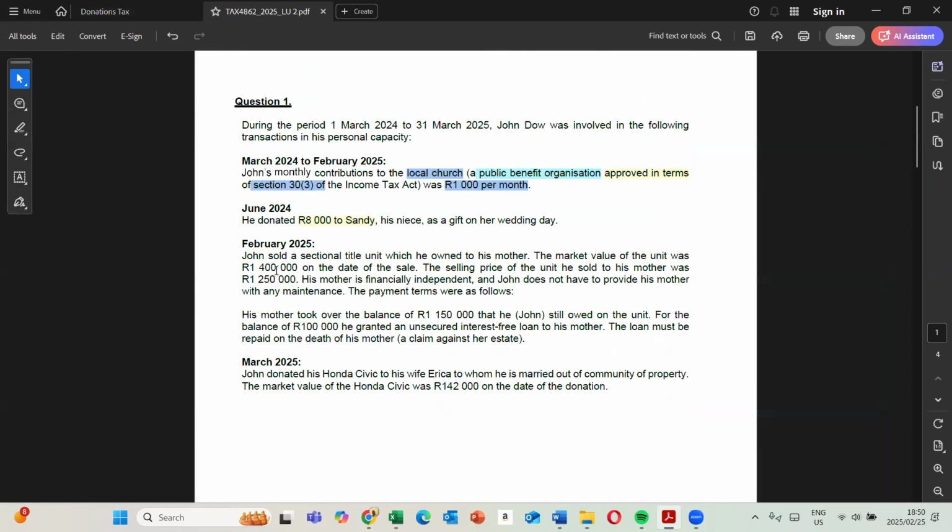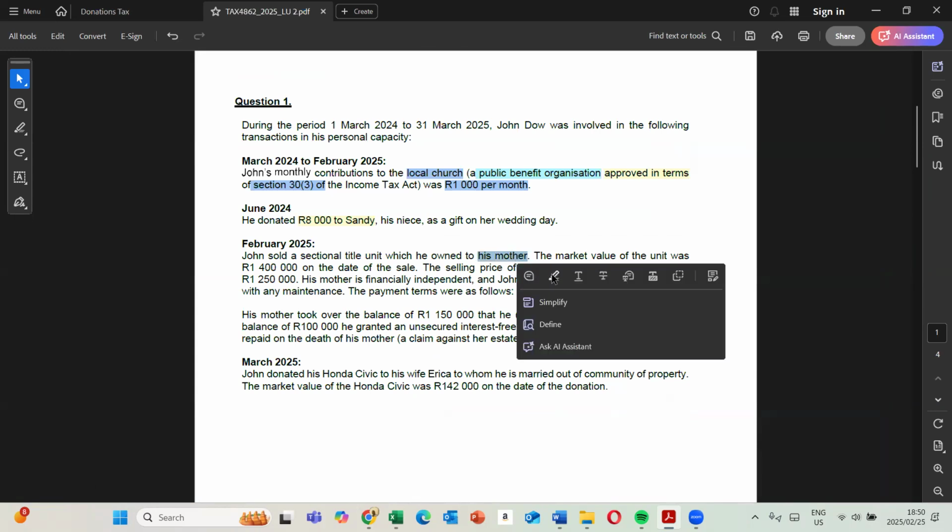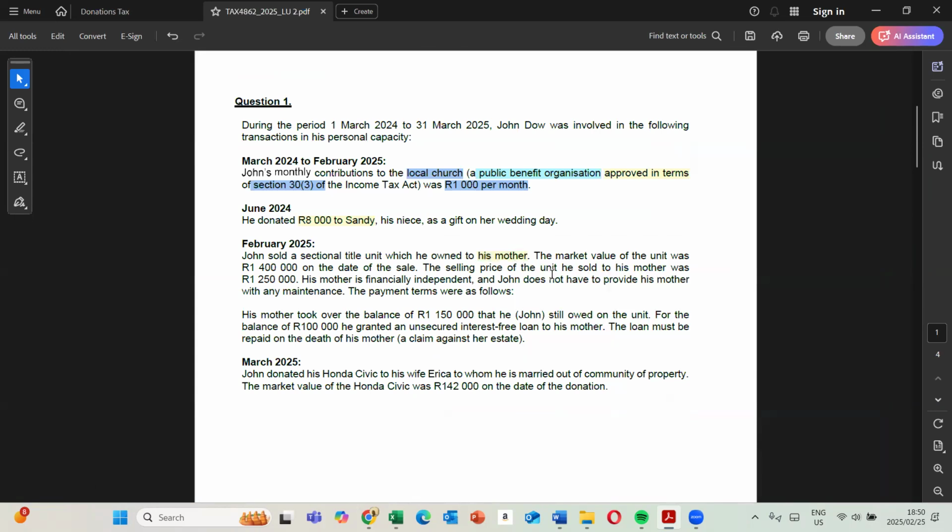And then the next one. John sold a sectional title unit, which he owned, to his mother. The market value of the unit was 1.4 million on the date of the sale. The selling price of the unit he sold to his mother was 1,250,000. His mother is financially independent and John does not have to provide her with any maintenance.